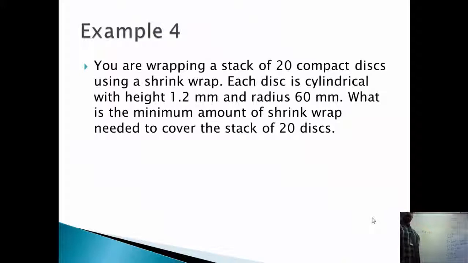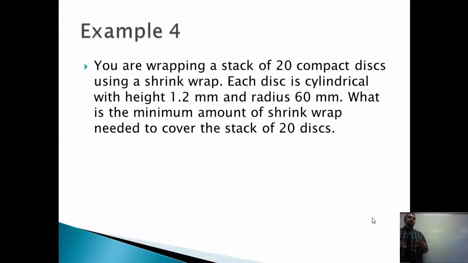Alright, example 4. It's a word problem. It says you are wrapping a stack of 20 compact discs using shrink wrap. So maybe you're shipping it somewhere, maybe you're owning a business and you're trying to use shrink wrap, but you want to know how much you need in some scenario. So, what we're doing is trying to calculate how much we need.